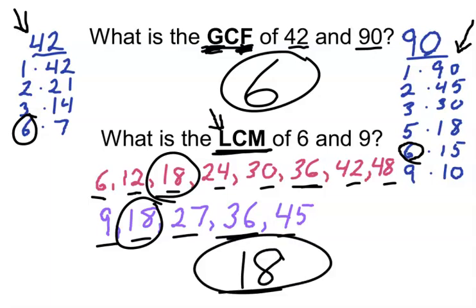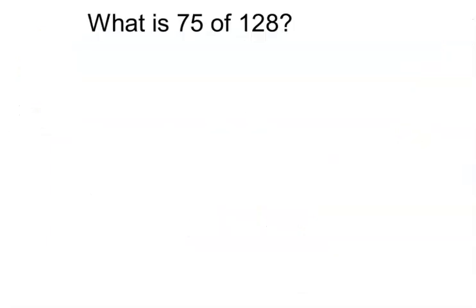So there's our greatest common factor and least common multiple that's being asked for. All right, so what is 75 of 128? So we're saying that 128 is the total. We're not sure what we're talking about exactly as far as what our items these are, but 128 is the total, and then 75 is the part. Okay, so 75 out of 128 is what we're figuring out.